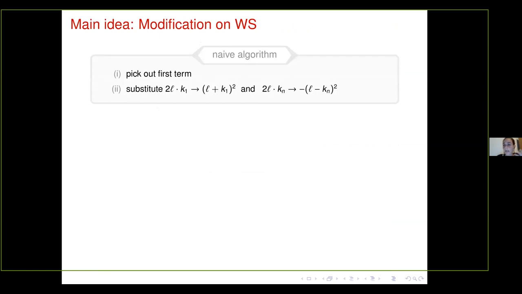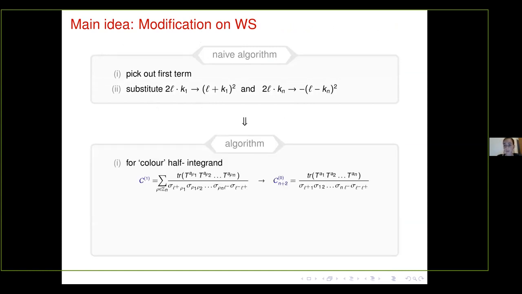Now, what actually works, and what I want to tell you about in my last few minutes, is to do the modification not at the level of the integrand, but at the level of the worldsheet. So what I want to do is take this naive algorithm, which is why I even told you about it, and turn it into an algorithm at the level of the worldsheet formulas that we know. Instead of picking out the first term, in the color half integrand, remember I told you this has a cyclic structure, we only want to keep one term there. And the substitution that caused us so much problem if we try to do it with a BCFW-like shift will actually be fine if we do it directly at the level of the scattering equations.